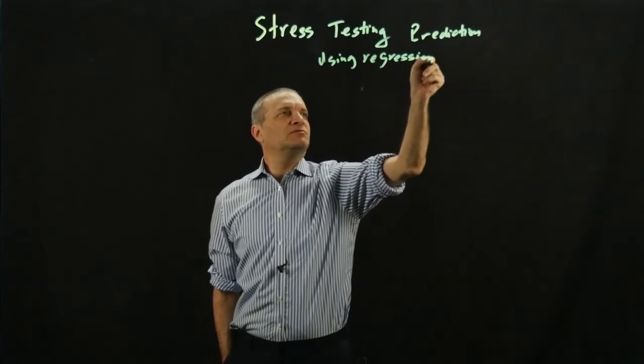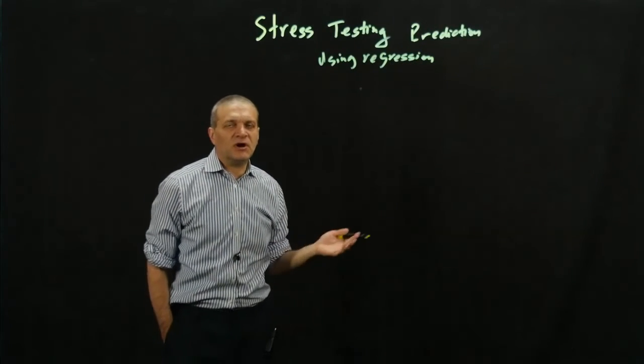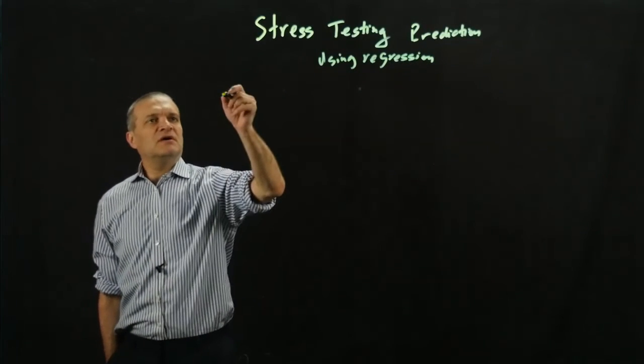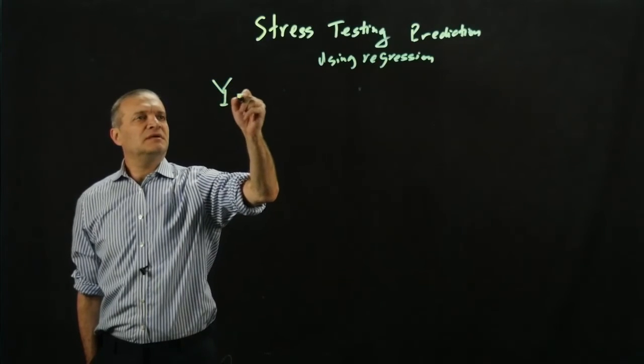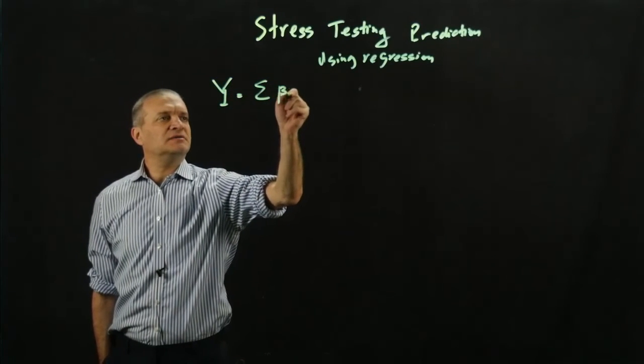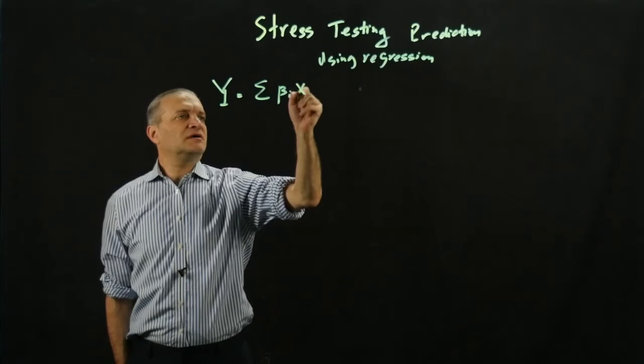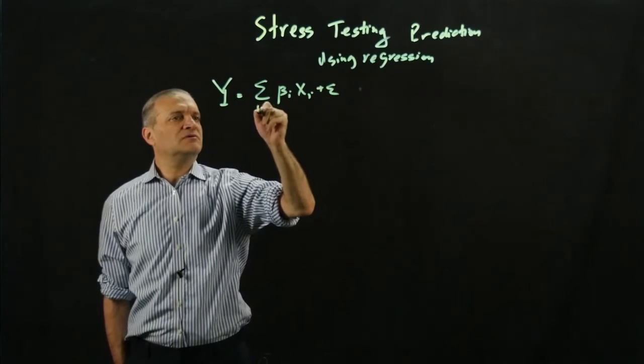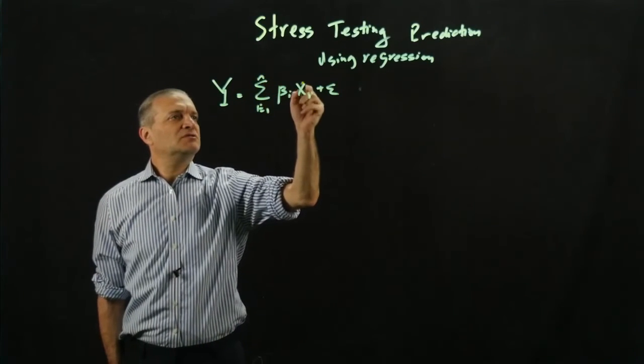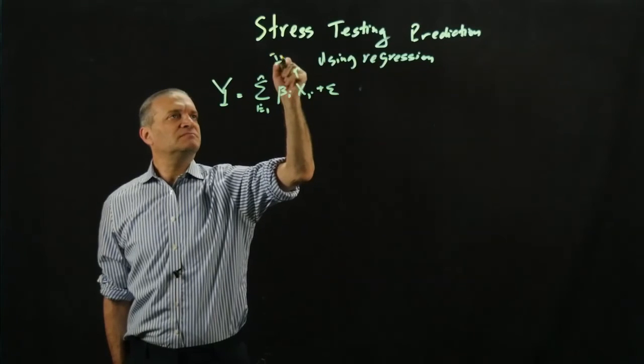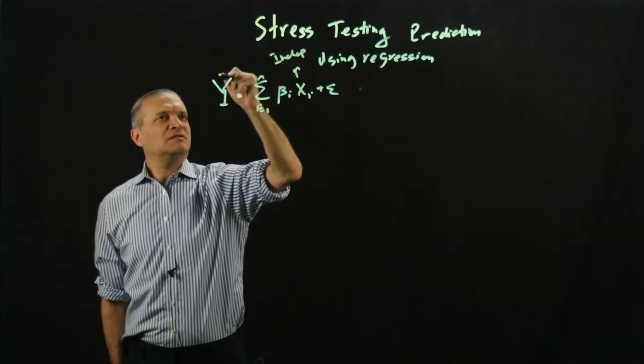So now let's assume that we have our model, where y is equal to beta i xi plus epsilon, i going from 1 to n. So these are the independent variables, and this is the dependent one.